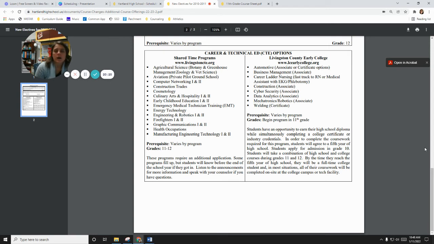So you are in the position of being able to apply to some of these shared time programs next year. Some of these shared time programs feed into what's called the Livingston County Early College. And so if one of these early colleges or one of these pathways interests you, you should definitely consider applying to a shared time program, because that's the sequence, and talking to your counselor about what that would look like.